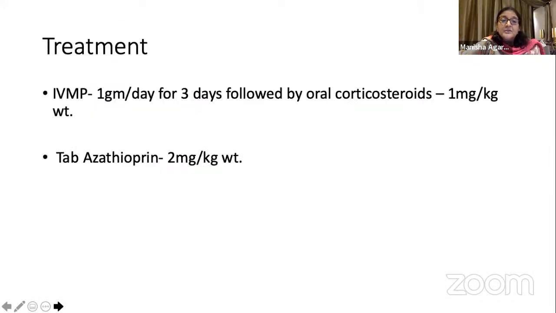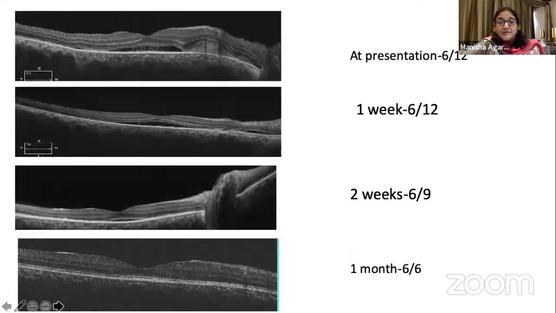The patient was started on intravenous methylprednisolone 1 gram per day for 3 days, followed by oral corticosteroids, and also the tablet azathioprine 2 milligrams per kg body weight was started. The patient at presentation was 6/12, which showed a gradual improvement in 2 weeks' time to 6/9, and at 1 month follow-up had improved to 6/6 vision.